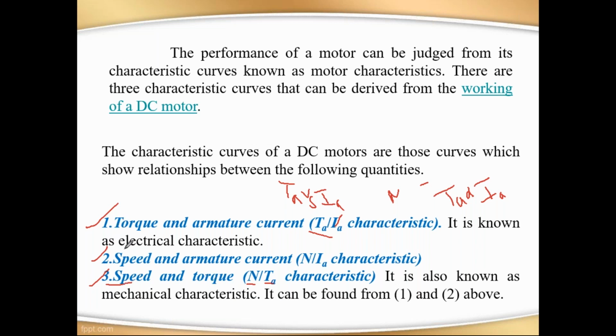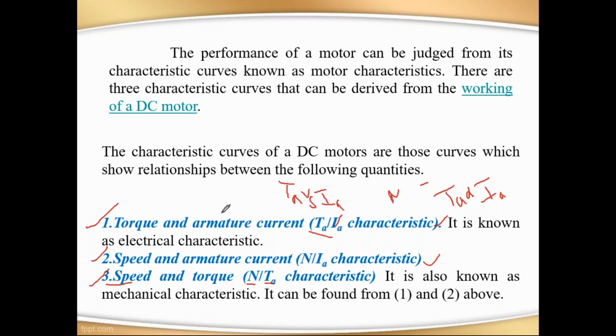So the first one I obtained. By using these two we can obtain the third one. Why? Because see here, Ta and Ia, N and Ia, both are common. By using the first and second graphs, we can plot the third graph and it gives the mechanical energy.